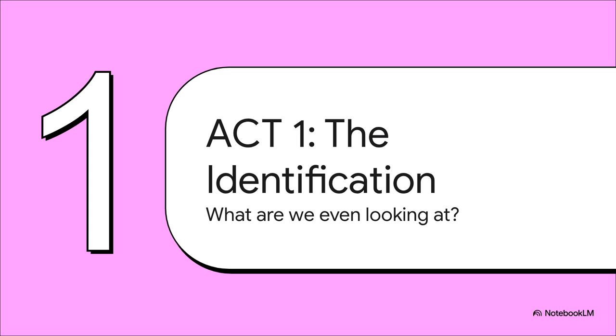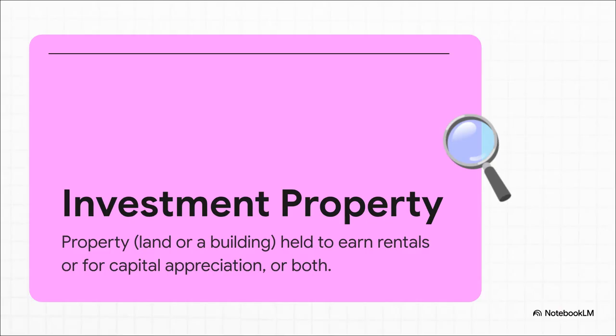First up, Act 1, the identification. Before we do anything else, we have to know exactly what we're looking at. And trust me, this first step is absolutely critical. If you get the classification wrong here, the rest of your accounting for it will be a complete disaster. No pressure, though. So let's get the official textbook definition out of the way.